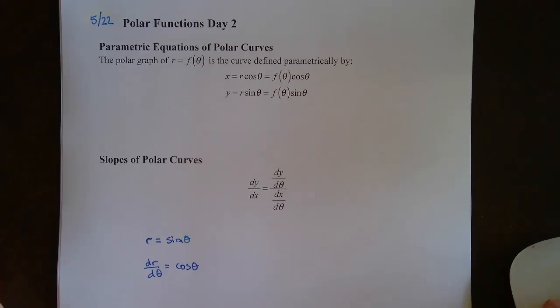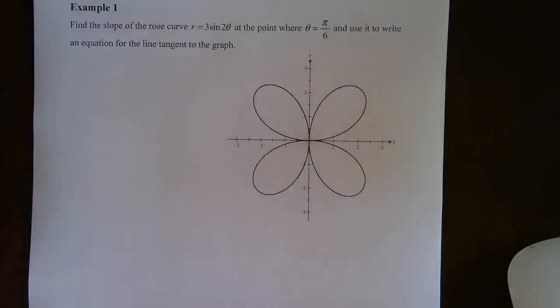Let's turn the page and do the first example. I want to find the slope of the rose curve r equals 3 sine of 2 theta at the point where theta is equal to pi over 6, and then use it to write an equation for the line tangent to the graph.